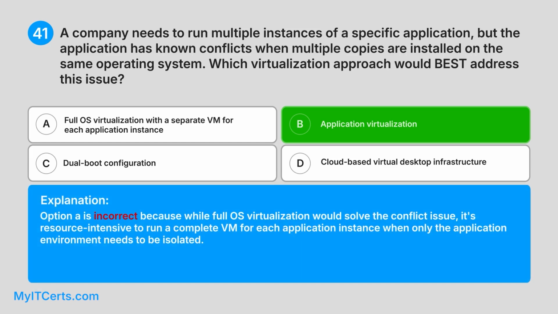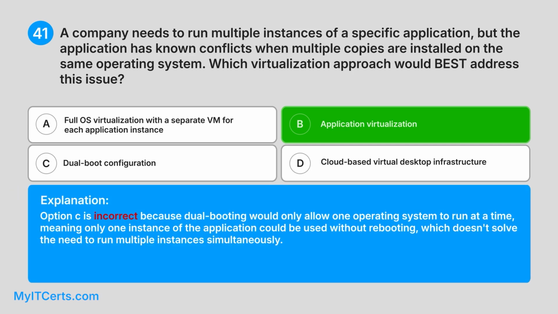Option A, full OS virtualization with a separate VM for each application instance, is incorrect because while full OS virtualization would solve the conflict issue, it's resource-intensive to run a complete VM for each application instance when only the application environment needs to be isolated.